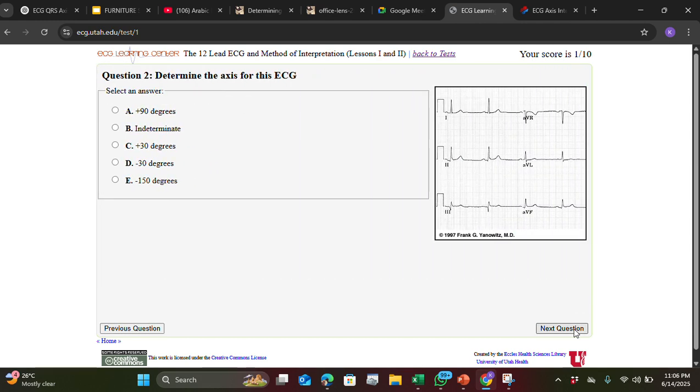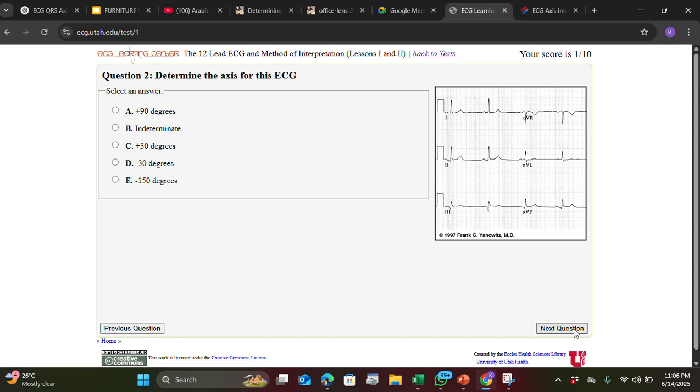So the next one, what is our isoelectric lead? It is lead 3. For lead 3, let me see, lead 3 is plus 120. So we have plus or minus 90 degrees. Plus 120 plus 90 is 210, and plus 120 minus 90 is 30 degrees.